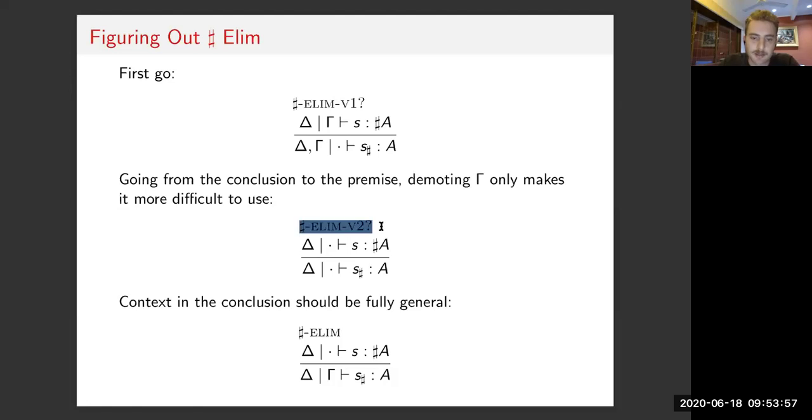And the second little change we're going to make is that things are much nicer if the context in the conclusions of our rules is as general as possible. And we can make the context in the conclusion fully general just by weakening what we've got here with some arbitrary context gamma. Here I've used the same name, a gamma here and a gamma here, but these aren't really the same thing. It's just to keep the letters the same.